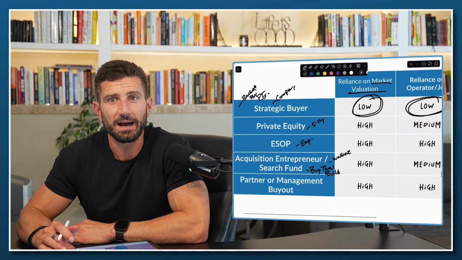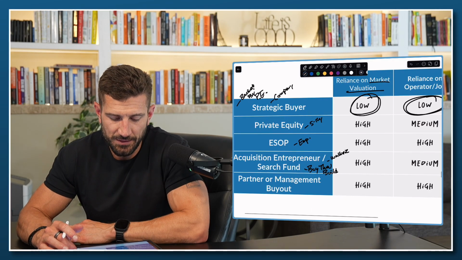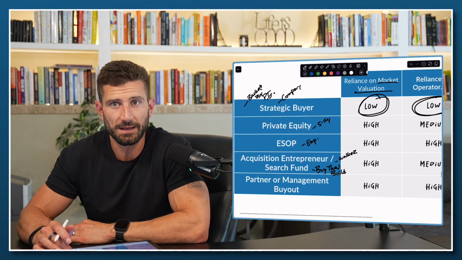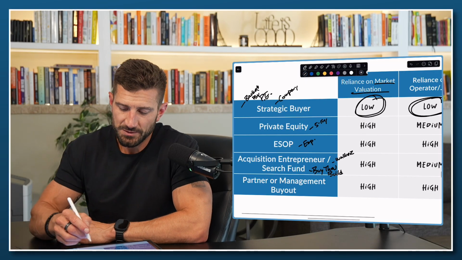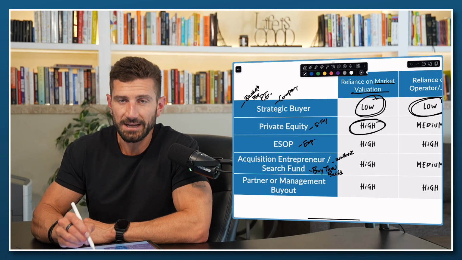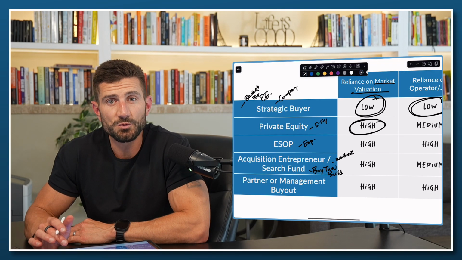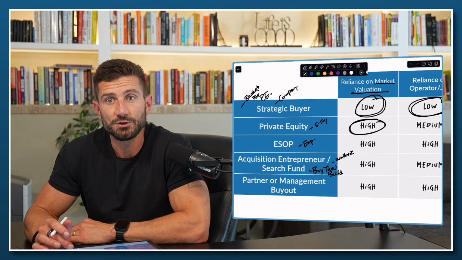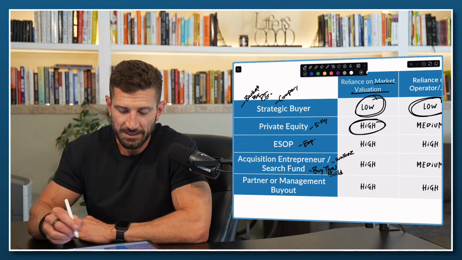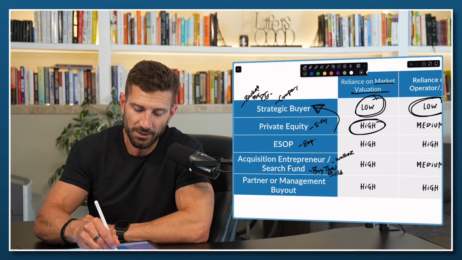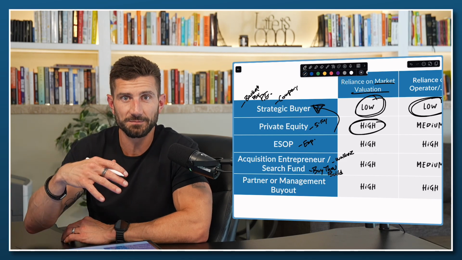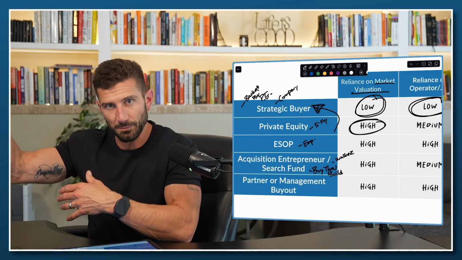So where was I? So the private equity firms, I'll just move on to that now. Private equity firms' reliance on the market valuation is high. I say that because they're going to be using the cash flow of the company to do a leveraged buyout to put debt on it. They might be a strategic buyer where there's a platform company, so there's another company in your industry, but that they're backed by private equity.